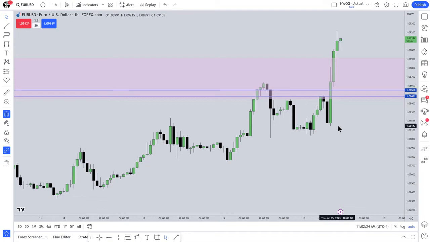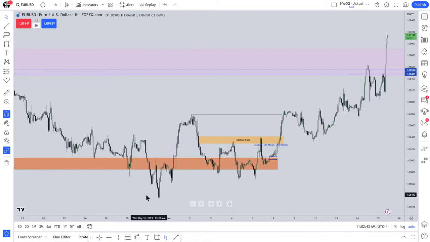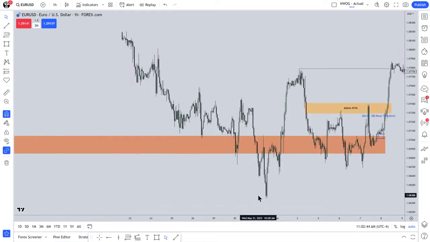Okay. All right. Here's your hourly chart. And we were looking for price to eventually gravitate from the 13th. We want to see it gravitate up into that gap. Let me scroll it over here. So it's this high and that low.